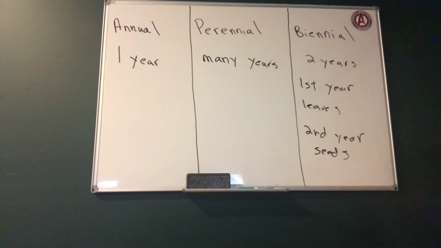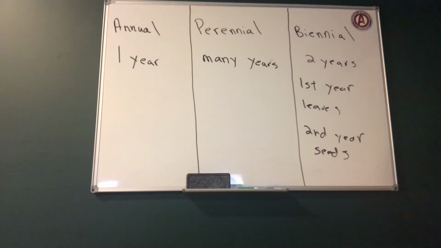Plants are classified by how long their life cycle is. Annual plants, we talked about earlier, have a life cycle of just 1 year. They sprout from seeds, grow, make seeds, and die in one growing season. Some plants that are annuals are tomatoes, marigolds, and petunias.